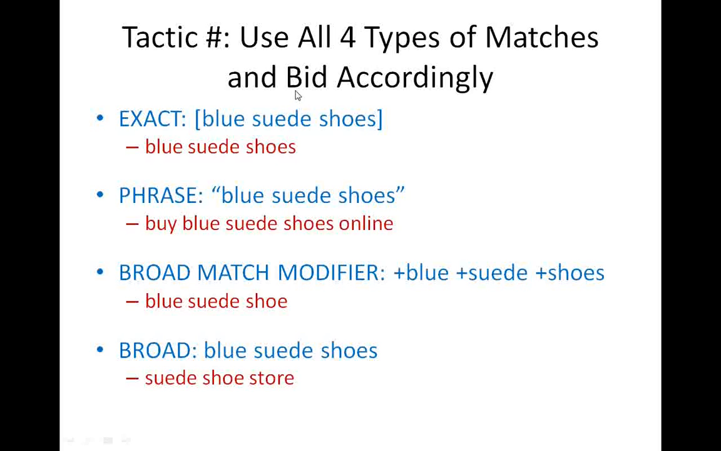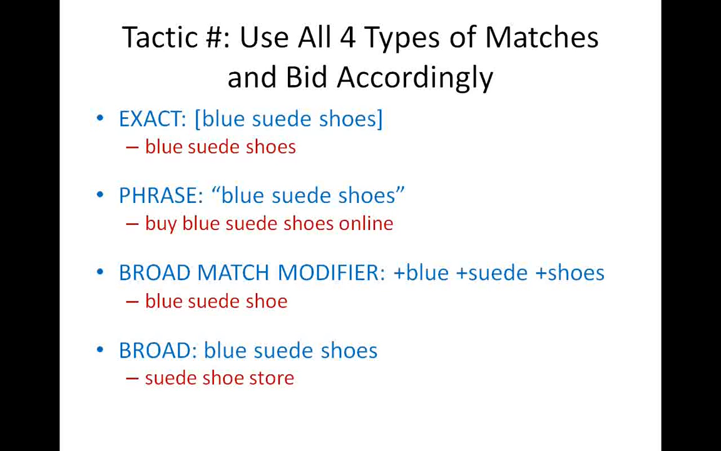And the reason why I wrote bid accordingly here is because you always want to bid the most for the exact keywords, and then a little bit less for phrase keywords, and a little bit less for broad and broad match modifier here. Okay, so for the exact keywords, you always want to pay a little more because if someone's searching for specifically that keyword, then yeah, sure, you want to pay a little more. But if someone's searching for something that is remotely similar to what your keyword is, then you don't want to pay the full price.